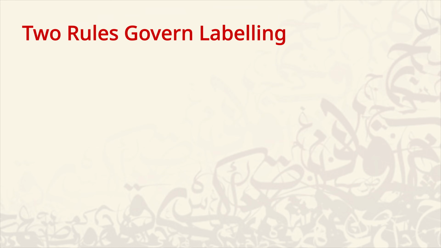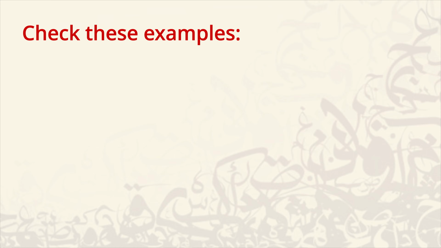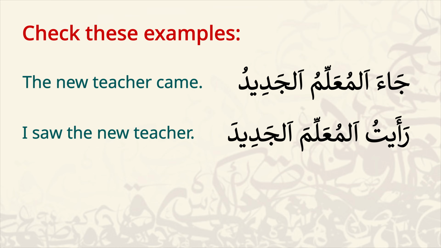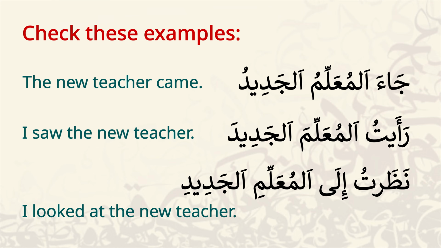Two rules that govern labeling letters in Arabic. I prefer to give examples first, and from our observations, we will extract these two rules together. Check these three sentences for a few moments. جاء المعلم الجديد. رأيت المعلم الجديد. نظرت إلى المعلم الجديد. I want you to focus on the labels of these two words, المعلم and الجديد, in the three sentences and make a comparison.